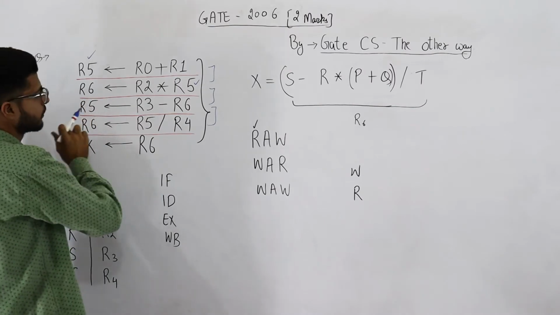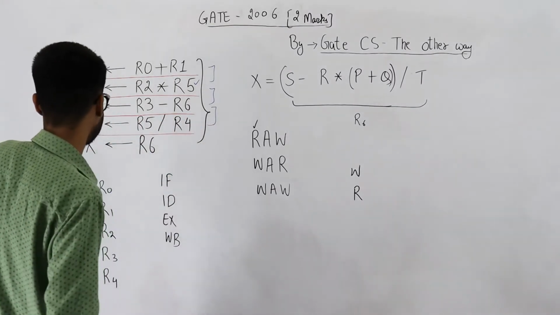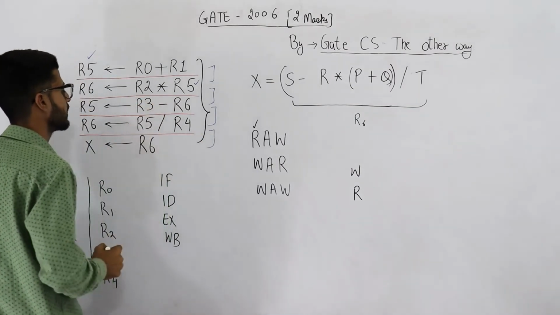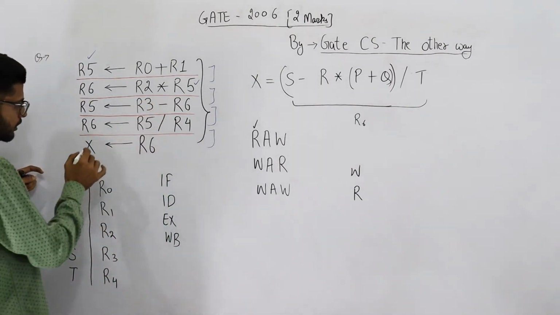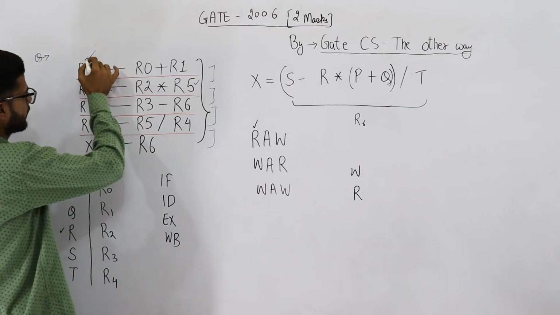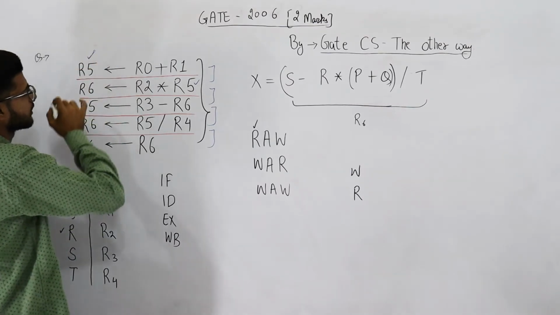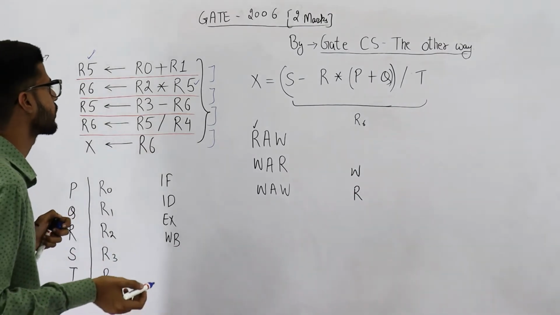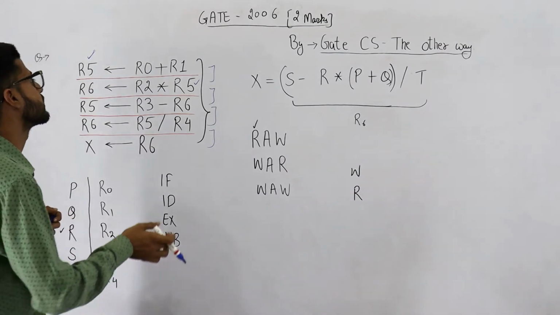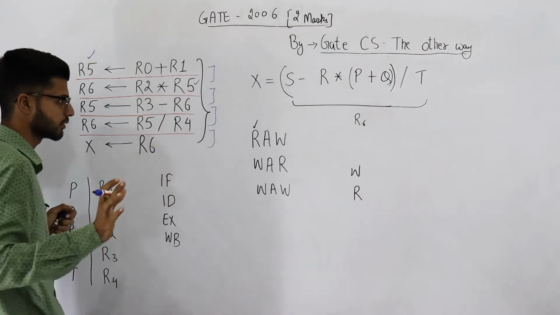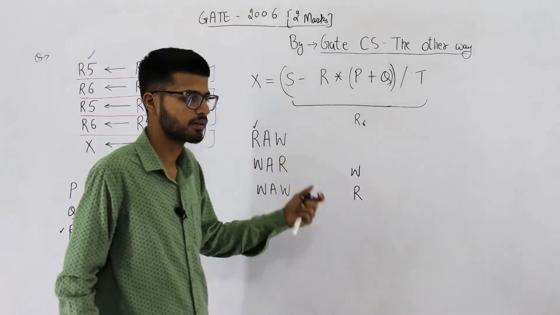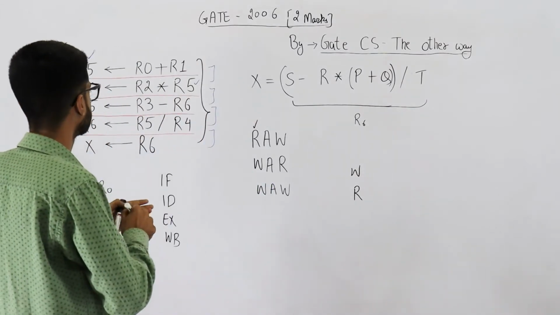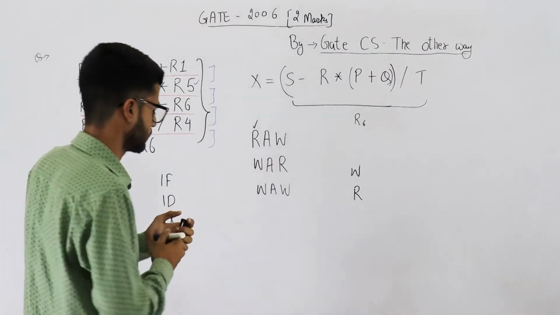Now, let's analyze the next pair. This is R6, this is R6. So we have a dependency here also. You just see if any value is present on the left side and immediately next to it the value is copied or present as it is on the right side, you can simply say it is a read after write dependency. Okay. Or let me do one thing. Let me just copy these values here.